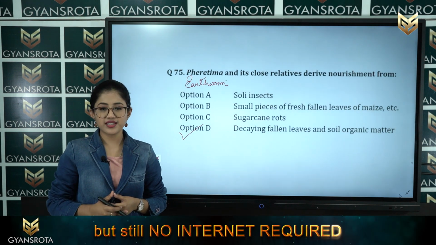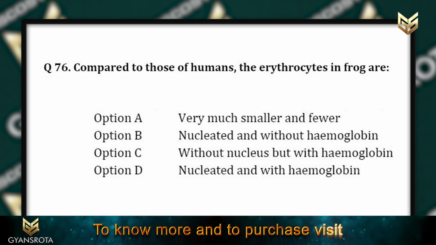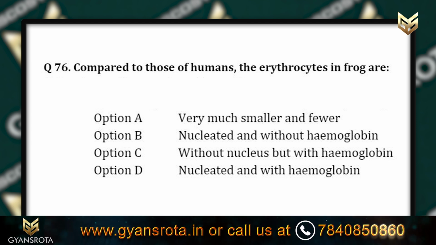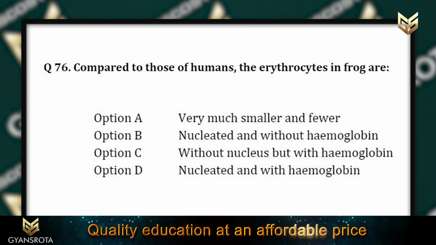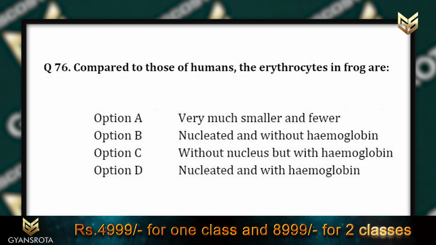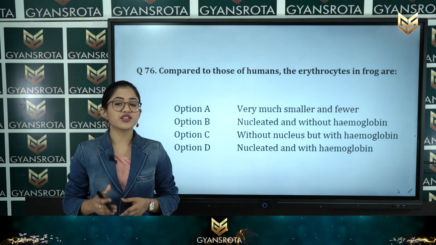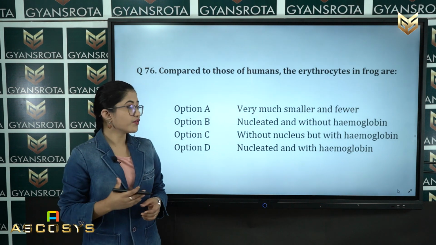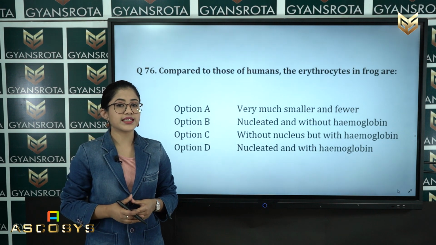Now, let us see the next question, that is question number 76. Compared to those of humans, the erythrocytes in frog are option number A, very much smaller and fewer, option number B, nucleated and without hemoglobin, option number C, without nucleus but with hemoglobin, option number D, nucleated and with hemoglobin. Student, in the chapter structural organization in animals, we have discussed about the anatomy of frog. So, which of the following is the correct option for the erythrocytes in frog? Erythrocytes we know, that is the red blood cells.